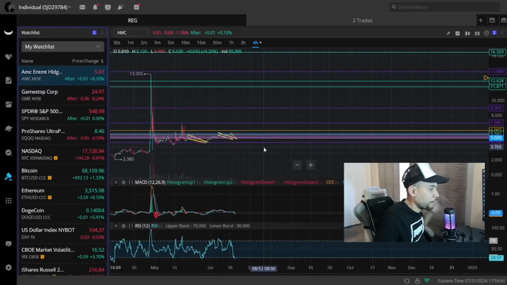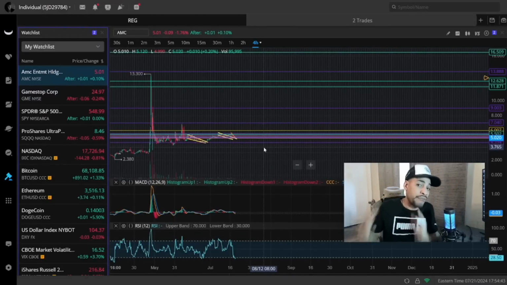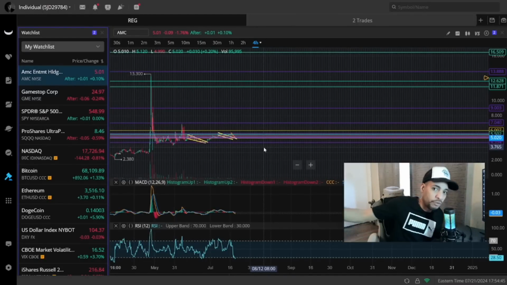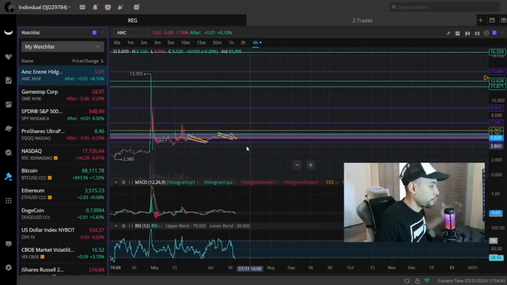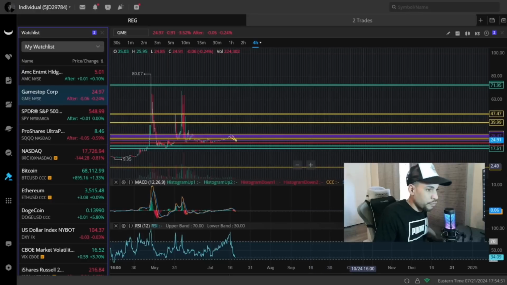And if we broke down below $4, that means that the fractal from the 2021 run up that we're going to talk about here in a second is off track as well. So we want to be watching for $4 on AMC and 22.50 on GameStop stock. But I don't think that's going to be the case.